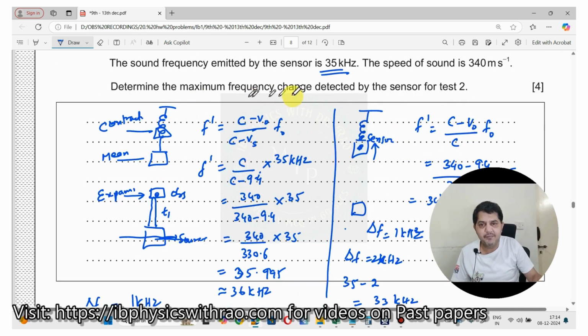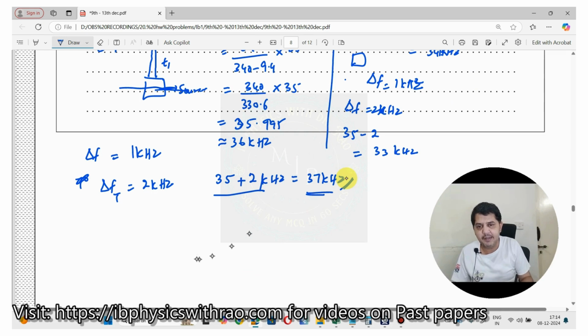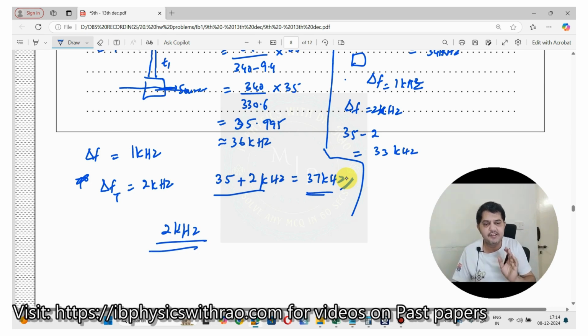Now what is being asked? Determine the maximum frequency change that can be detected by the sensor for the test 2. The maximum frequency change that can be detected is, if it is going upwards, it is 2 kilohertz, and downwards also it is 2 kilohertz. Thus 2 kilohertz should be your final answer. Don't write this as plus or minus 2 kilohertz, 4 kilohertz. That's not the answer. Okay, it is only 2 kilohertz.